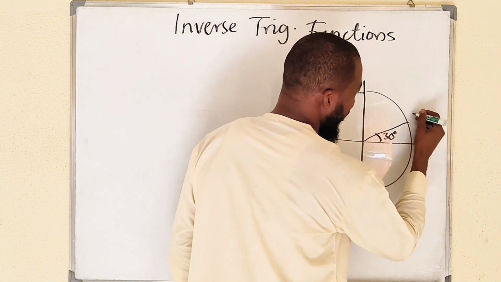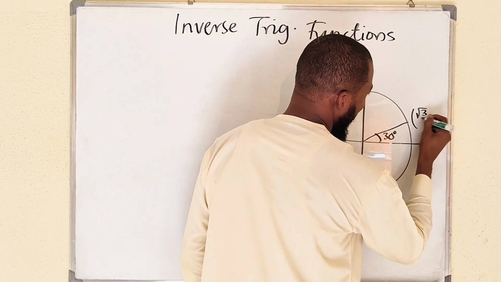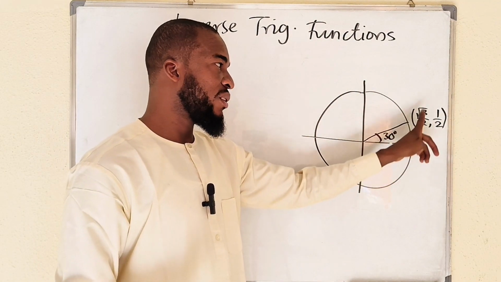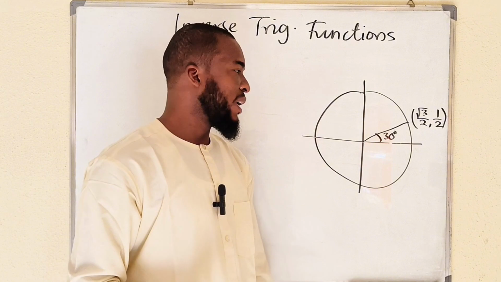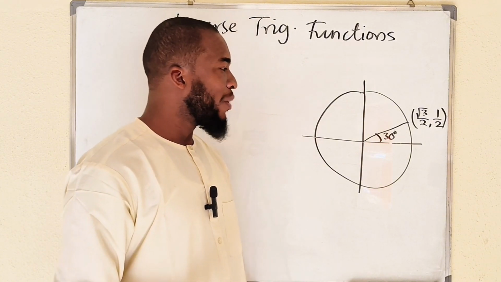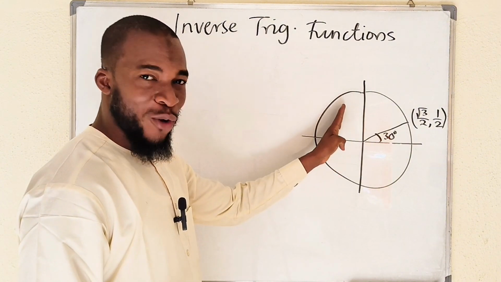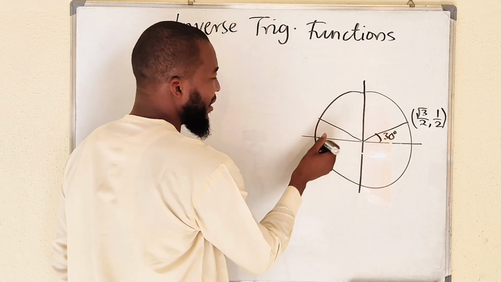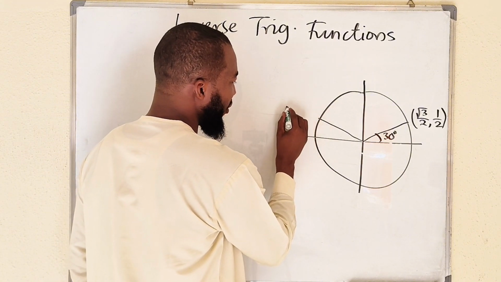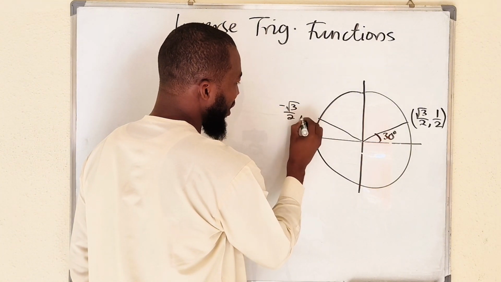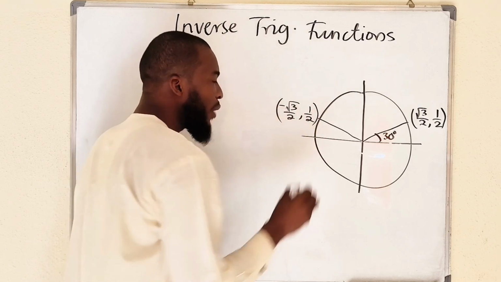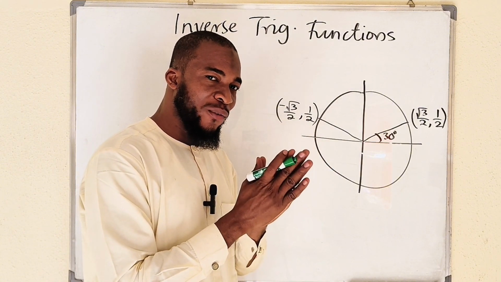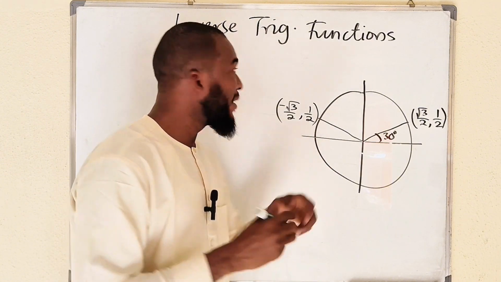The coordinate at that point is what? Root 3 divided by 2 and 1 divided by 2. Which means that cosine of 30 degrees is root 3 divided by 2 and sine of 30 degrees is 1 divided by 2. But the problem is, if you come to the second quadrant, you realize another 1 divided by 2 here at 150 degrees. This is 150 degrees. The coordinate at that point will be negative root 3 divided by 2 and positive 1 divided by 2. Remember, we are always looking for the output. The output, sine of whatever angle you are looking for, that angle will serve as the input.